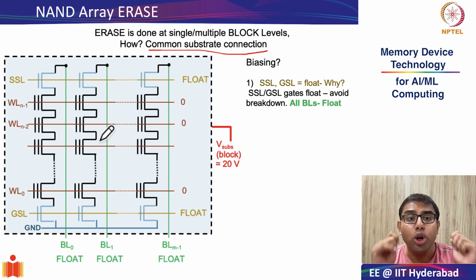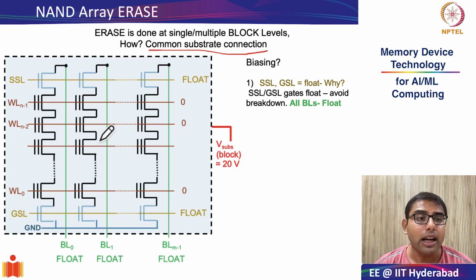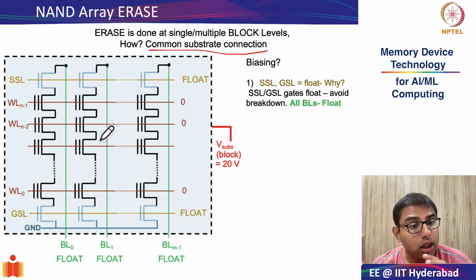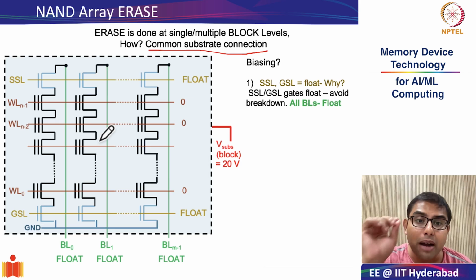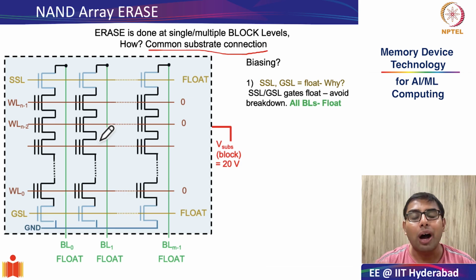What we want to ensure is that you apply zero gate bias at the word lines, and you apply a common bias of plus 20 volts at the substrate. The substrate voltage, as we just discussed, is connected to the p-plus substrate of all the cells in that particular block. Okay, so how is this done?